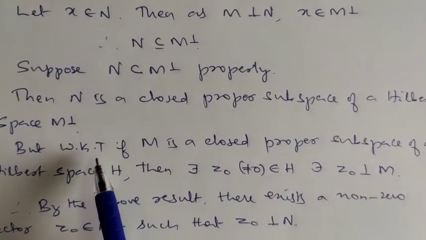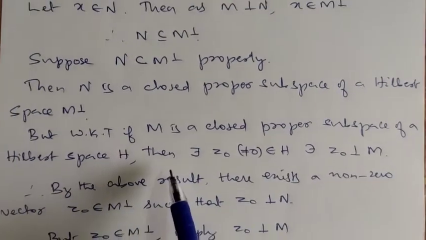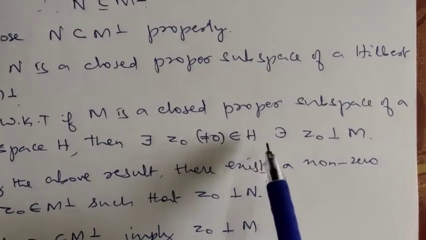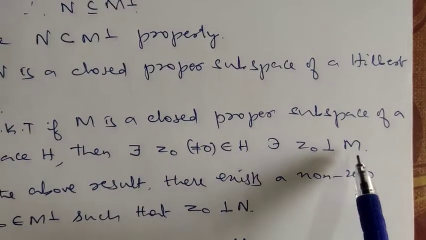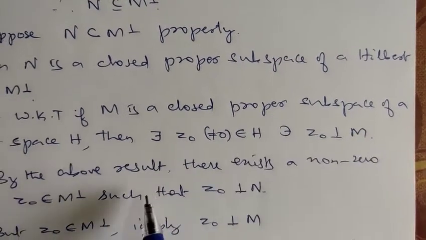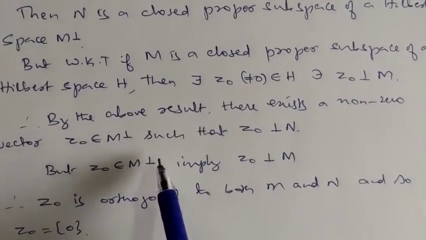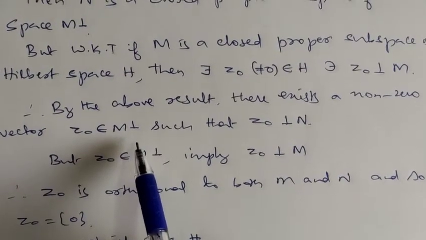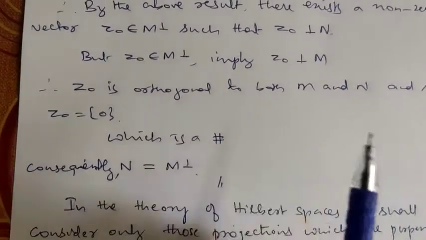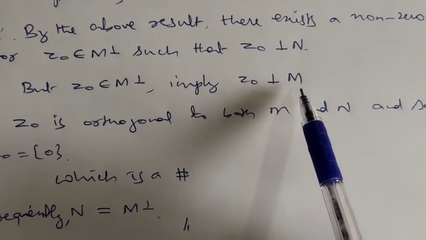But we know that result: if M is a closed proper subspace of a Hilbert space H, then there exists a non-zero vector, say Z0 belongs to H, such that Z0 is orthogonal to M. This result we have proved in the previous classes. Therefore, by the above stated result, there exists a non-zero vector Z0 belongs to M perp such that Z0 is orthogonal to N. Now, Z0 belongs to M perp implies what? Z0 is orthogonal to M.